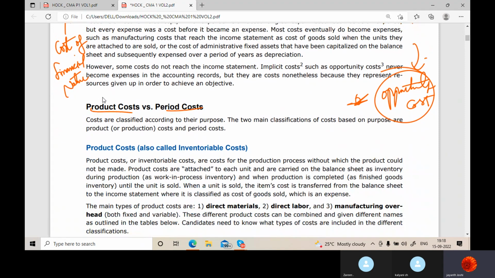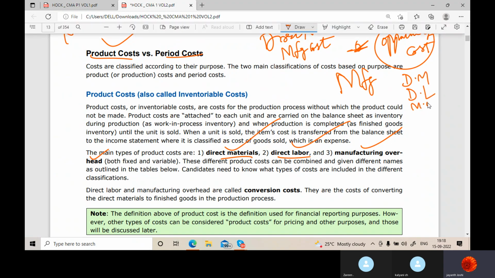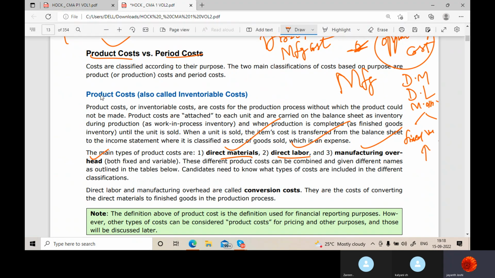Product cost versus period cost. Product cost is nothing but the one which is of direct nature or manufacturing cost. I can take material, a direct nature cost, labor, a direct nature cost, and manufacturing overheads, which are an indirect nature cost, but still you are incurring them for manufacturing the product. Manufacturing overheads can be of fixed or variable nature. So these are all product cost or inventoriable cost, which are included in the product.